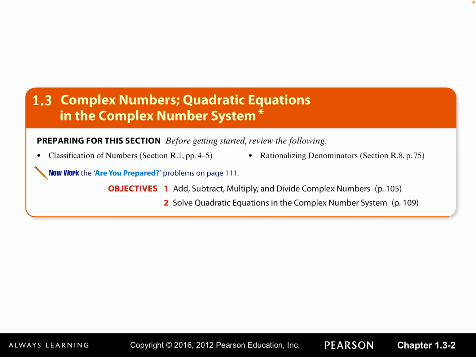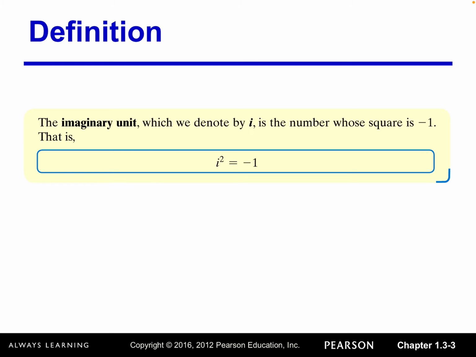So today we're going to look at a case. What if the quadratic equation's discriminant is less than 0, and how do we deal with it? So today we're going to learn the complex number system and learn how to add, subtract, multiply, and divide complex numbers, and solve quadratic equations in the complex number system.